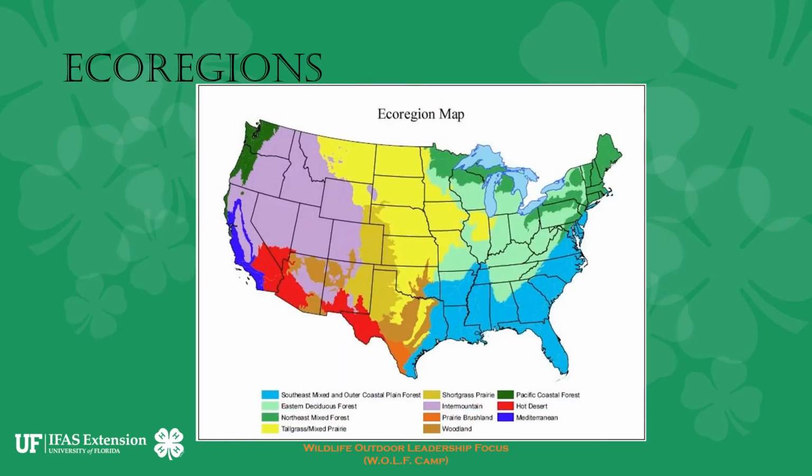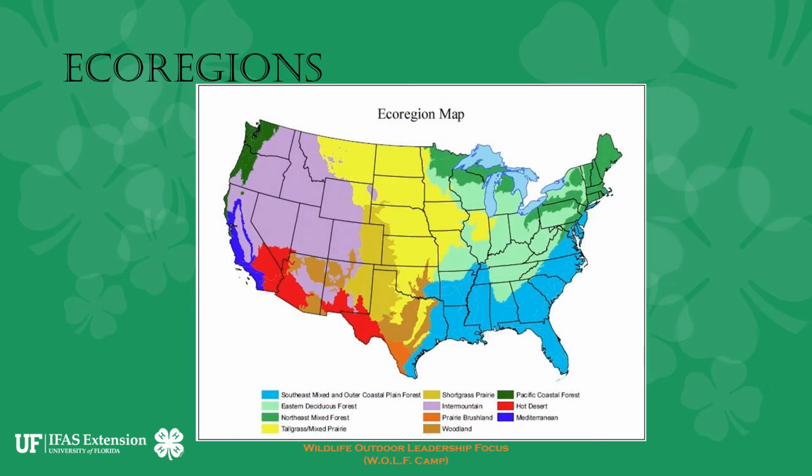First, let's talk about ecoregions. Ecoregions are areas of the country that can be separated into groupings. Those groupings are ecoregions. These areas have similar climate, vegetation, and wildlife. As you can see, there are several ecoregions in the United States.